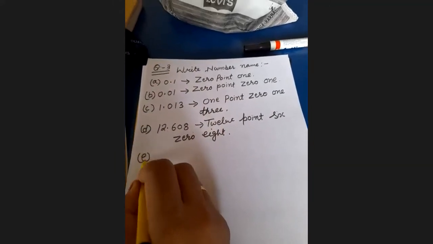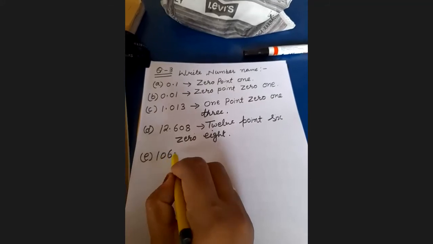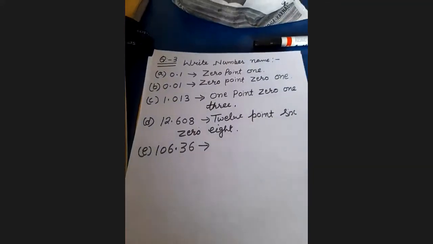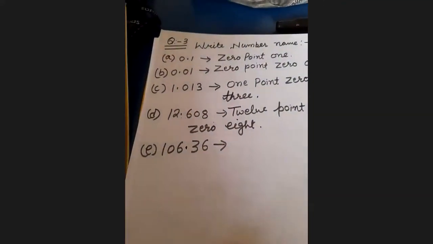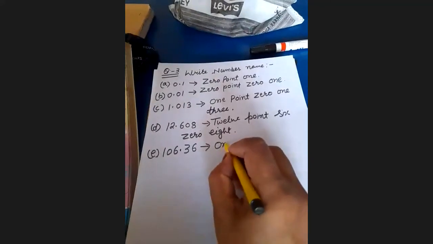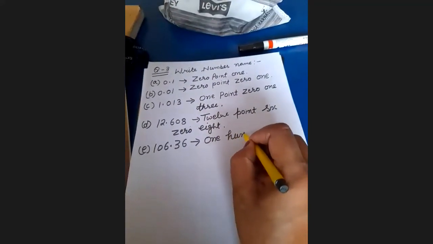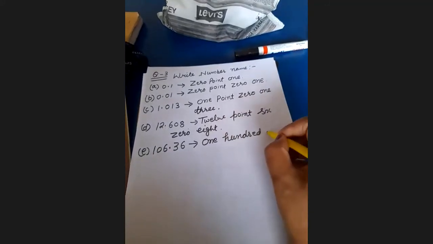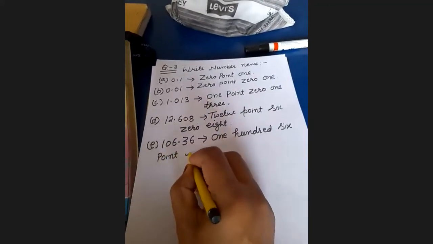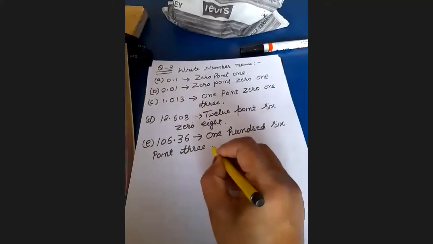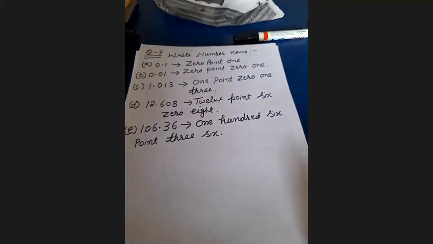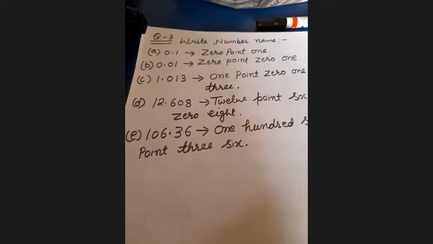Next is part E, 106.36. Now your number is 106.36. 106 point 36.